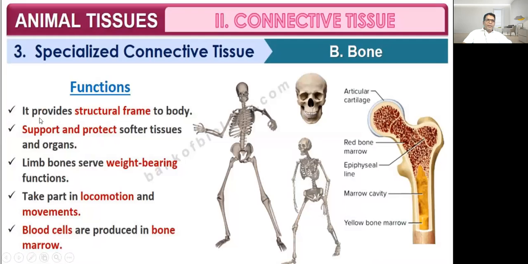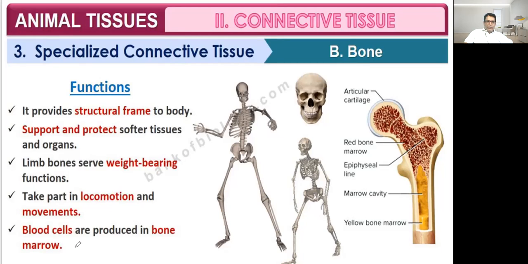Now, what is the function of these bones? It provides a structural frame to the body. It supports and protects softer tissues and organs. Limb bones, upper or lower limb bones, serve a weight-bearing function. They also take part in locomotion and movement.